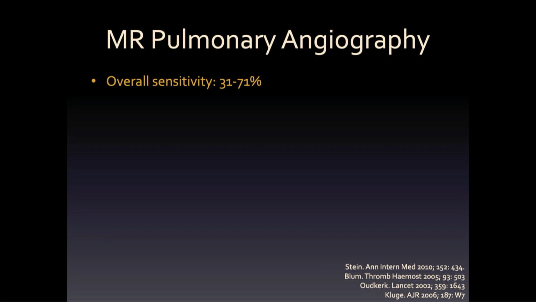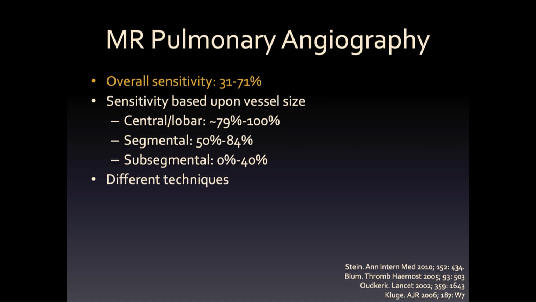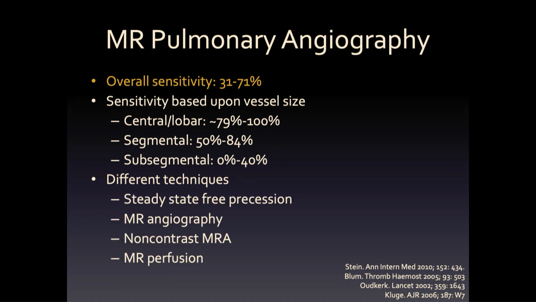We just can't find PEs with MR, right? Yes, it's getting better, but we're not quite there. It's obviously way more expensive, and there's a lot of scans out there. So we don't really find the small ones yet, not standard.